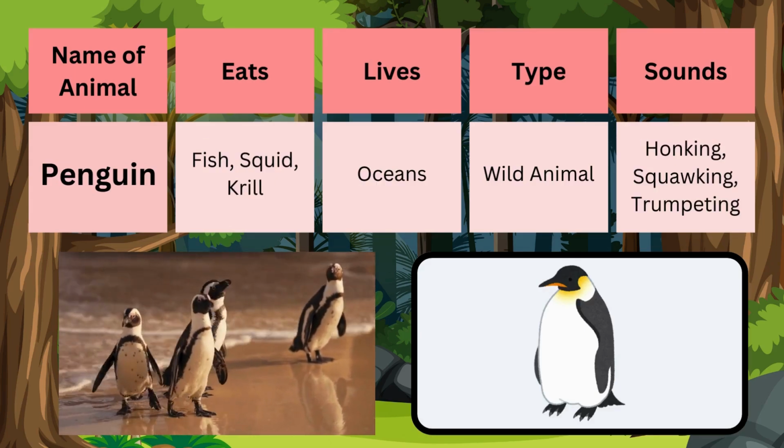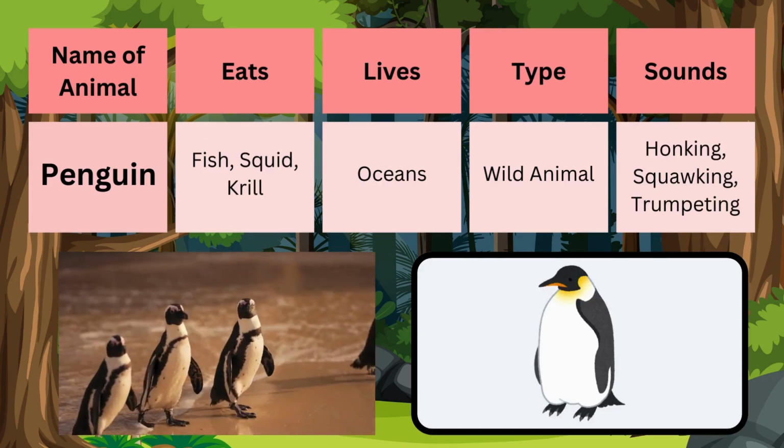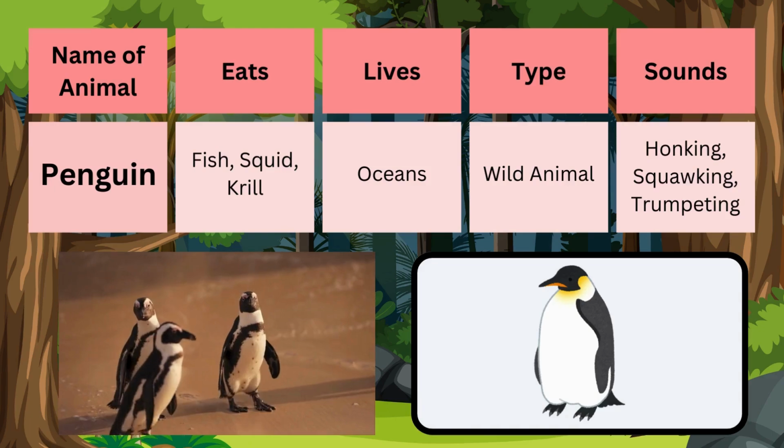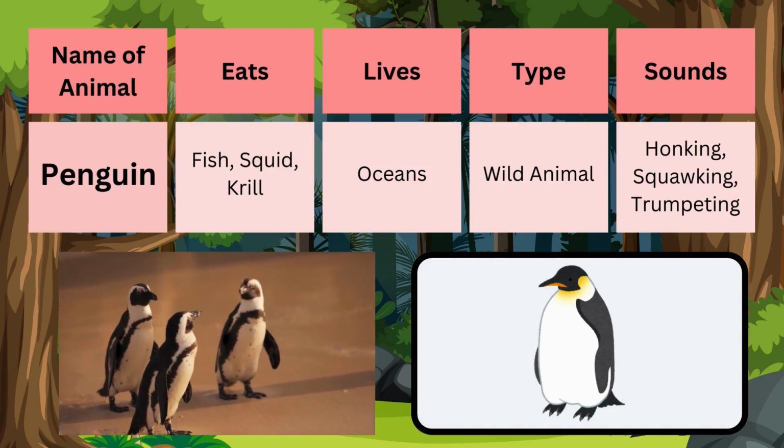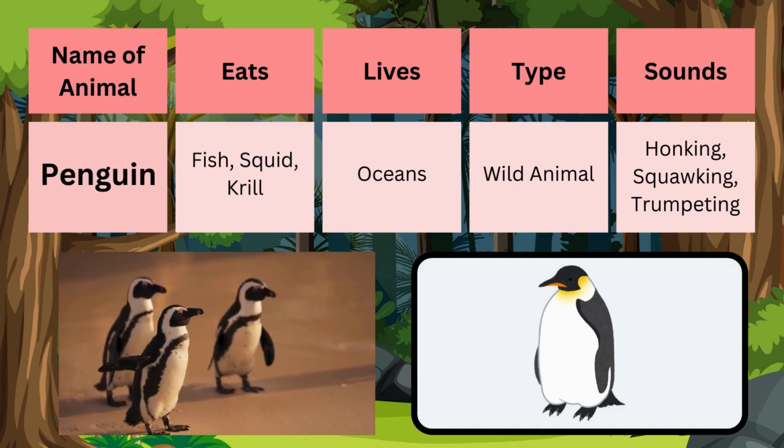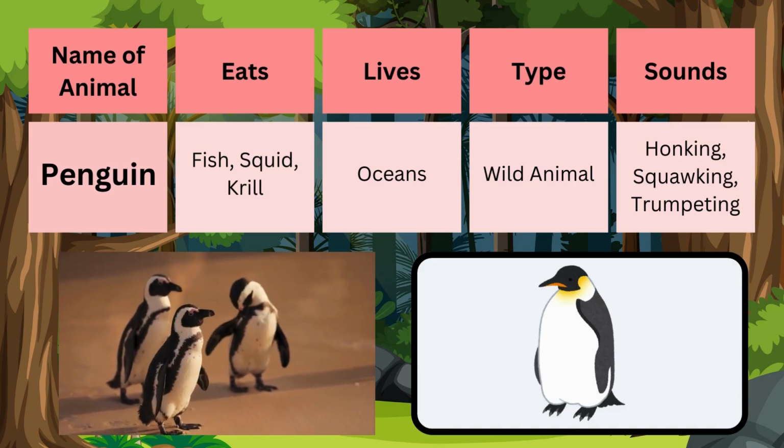Penguin. Penguin eats fish, squid, krill. Lives in oceans. Penguin is a wild animal. Sounds.